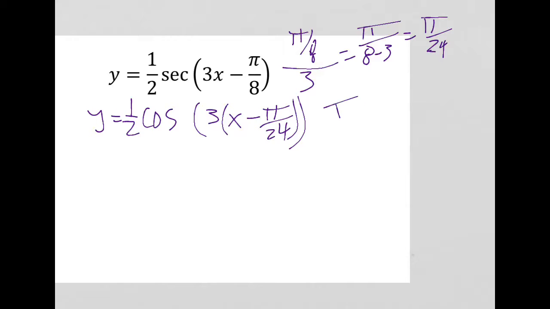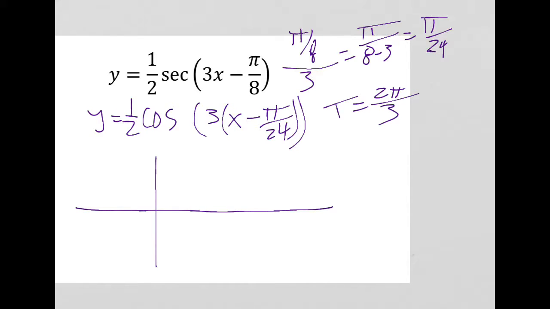Let's figure out what our period is. The period T is going to be the normal period of 2 pi, but we're going to divide that by that coefficient of 3. And so 1 full period is 2 pi over 3, which is a little awkward. But let's go ahead and see what we can do. Graphing in the same way I always do, I'm going to put a tick mark here for 2 pi over 3, and I'm going to split this into quarters.